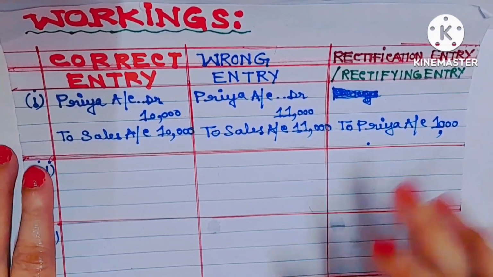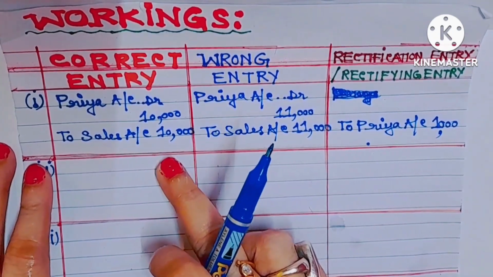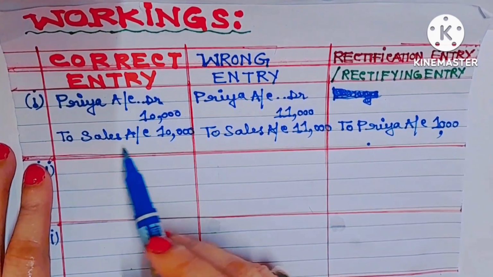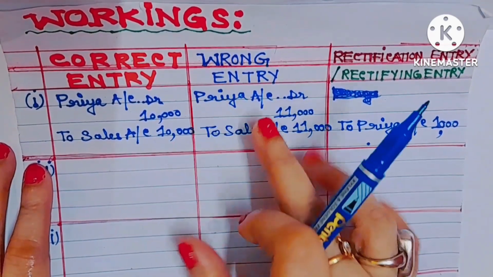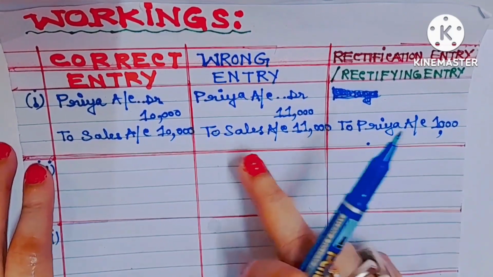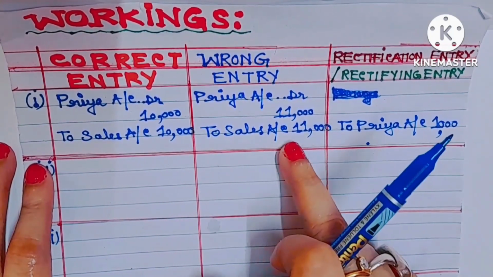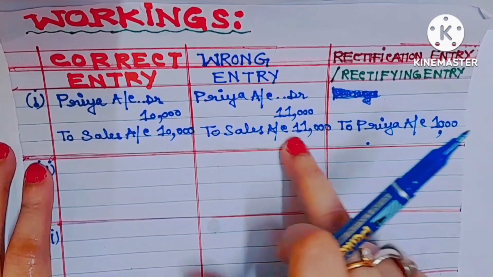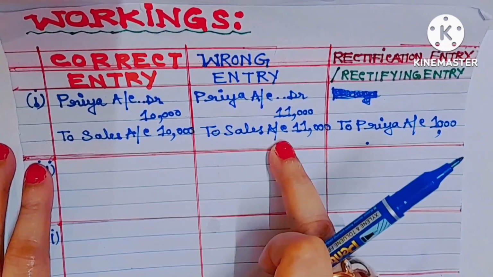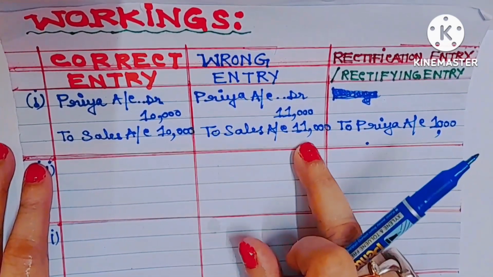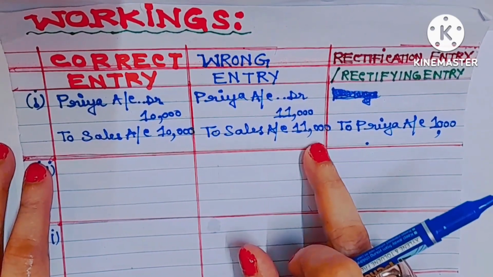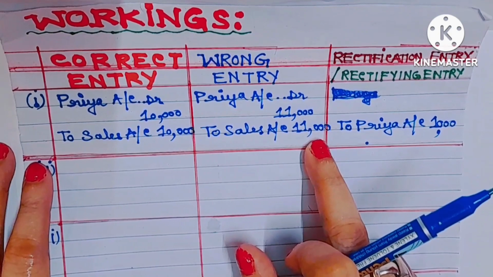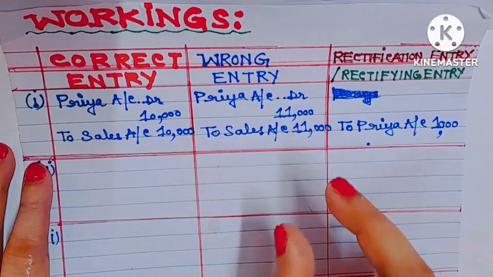Okay. Similarly, let's see on the credit side. In the correct entry, to sales account rupees 10,000. This is the correct entry. In the wrong entry, let's see on the credit side. To sales account 11,000. So the journal entry is right. To sales account, to sales account. Instead of 10,000, they have written 11,000. So the differential amount is 1,000 more has been recorded in the wrong entry. So 11,000 minus 10,000 is 1,000.